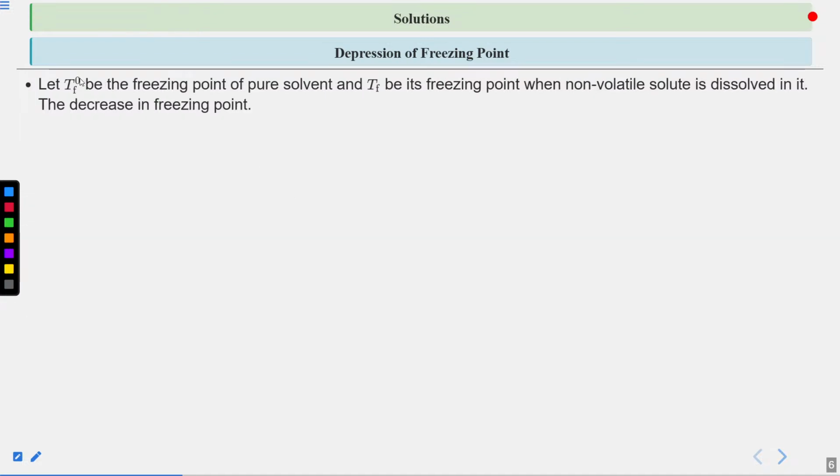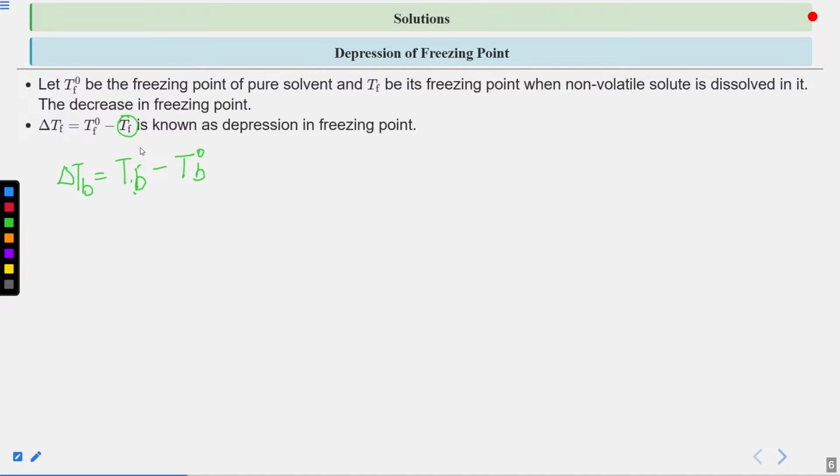Then if we consider our same T naught F as the freezing point of the pure solvent and TF as the freezing point after the addition of the non-volatile solute, then the decrease in freezing point can be written as T naught F minus TF. Now remember students, whenever we write delta Tb, it is final boiling point minus initial boiling point. But in case of the freezing point, it is initial minus final, because we can't take it negative, as TF is less than T naught F.